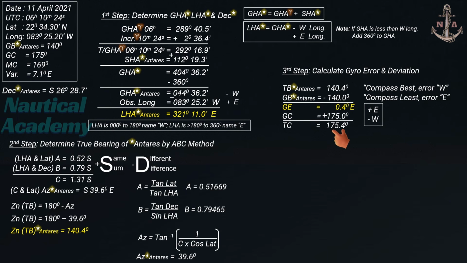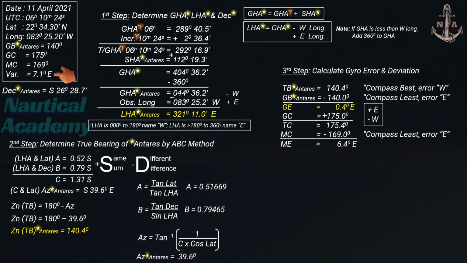Therefore, the true course is 175.4 degrees. Next, we take the difference between the true course and the magnetic course to determine the magnetic error, which is 6.4 degrees. This magnetic error represents the total error of the magnetic compass, consisting of variation and deviation. To determine the direction, we can use this mnemonic. In this case, compass refers to the magnetic course, since it was taken from the magnetic compass, which is the lesser value, so the magnetic error is east.